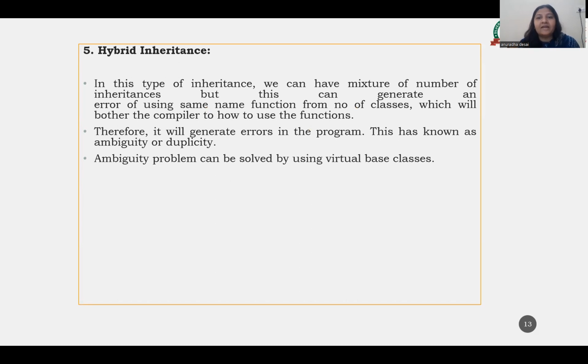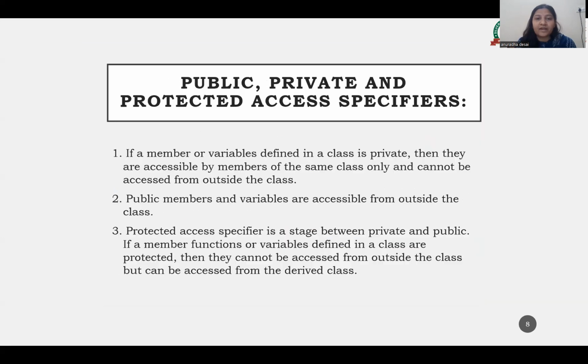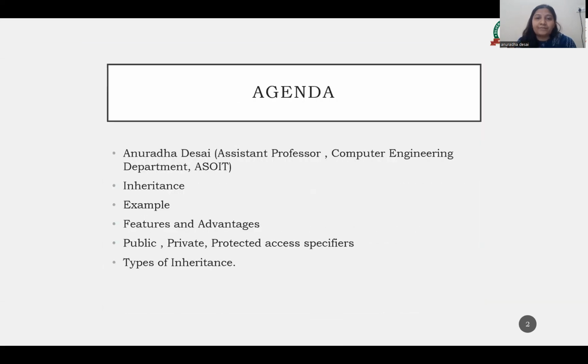And hybrid inheritance, in which there is a mixture of a number of inheritances, but this type can also generate an error of using the same name function from a number of classes, which will bother the compiler as to how to use the function. So we have discussed the types of inheritance, and we have discussed the features and advantages in this lecture. I hope everyone is clear with the concept of inheritance, and I hope I have been able to fulfill all the agenda that I have written in the second slide. Okay, thank you all.